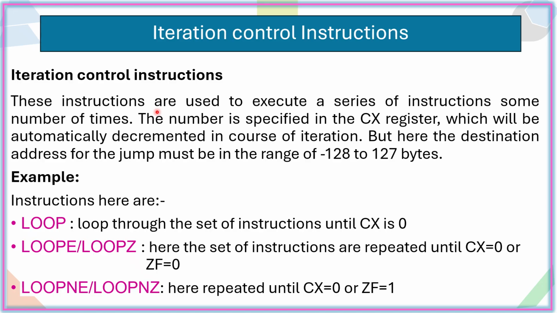This is also accompanied with the iteration control instructions. So we iterate inside a loop, and the example is LOOP. It will loop through the set of instructions until CX is 0. So this is a simple iteration instruction. Thank you.